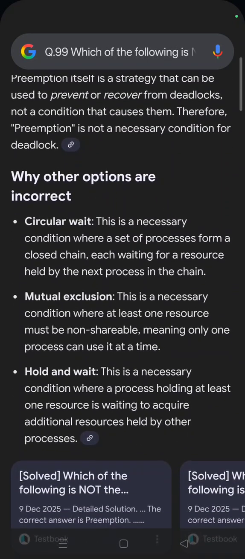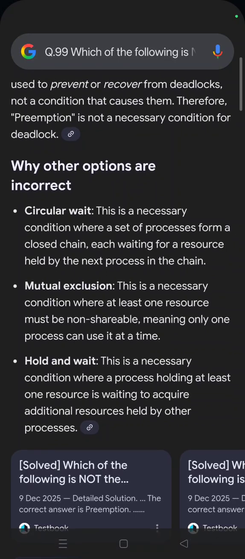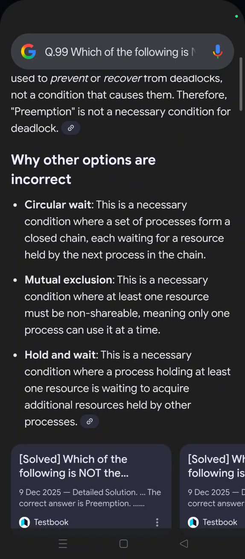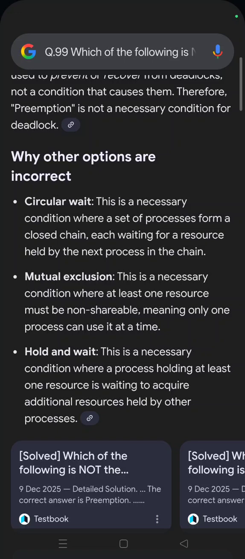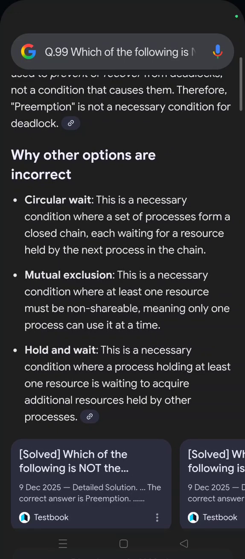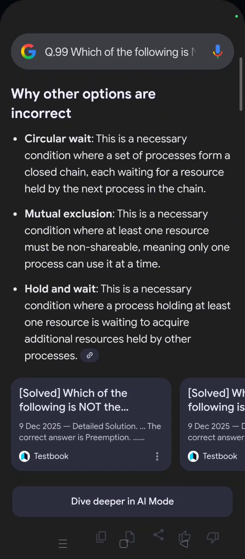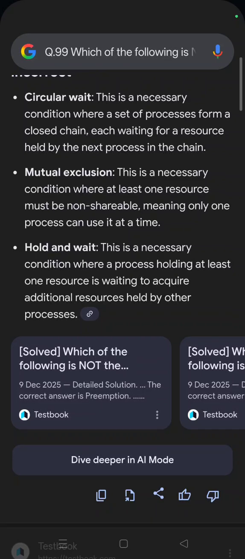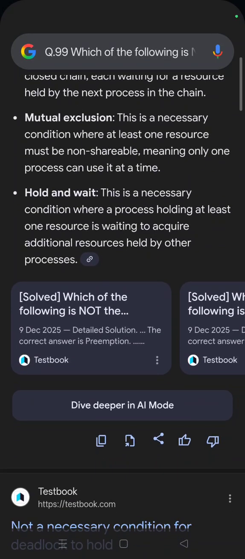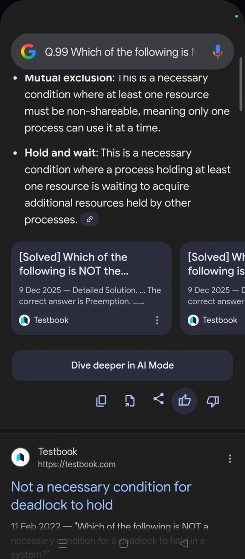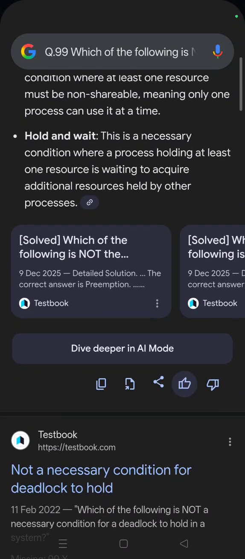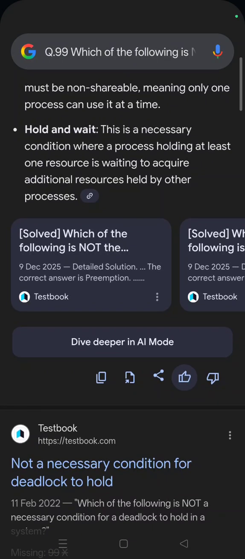Circular wait: this is a necessary condition where a set of processes forms a closed chain, each waiting for a resource held by the next process in the chain. Mutual exclusion: this is a necessary condition where at least one resource must be non-shareable, meaning only one process can use it at a time. Hold and wait: this is a necessary condition where a process holding at least one resource is waiting to acquire additional resources held by other processes.